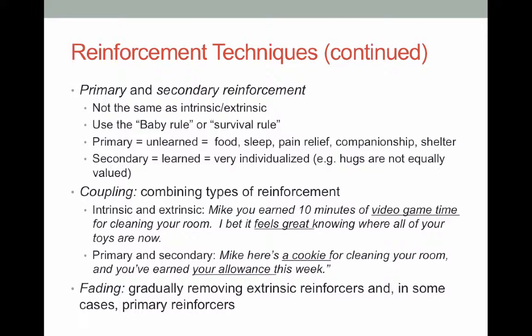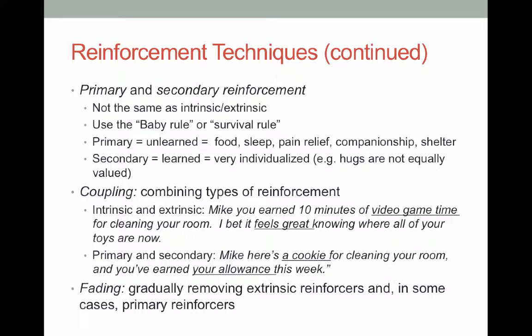So imagine that we said to somebody, Mike, you earned 10 minutes of video game time for cleaning your room. I bet it feels great knowing where all of your toys are now. The video game time is an extrinsic reward. It came from outside of the person. The feeling of feeling great is intrinsic. But a lot of kids never really stop and register that feeling, or people with developmental challenges, even if they're adults. What we're doing is making sure that we connect those two things in the way that we deliver the reinforcer. So I would literally say these words to somebody so that I can make sure they are coupling those ideas together. I could even do it with primary and secondary reinforcers.